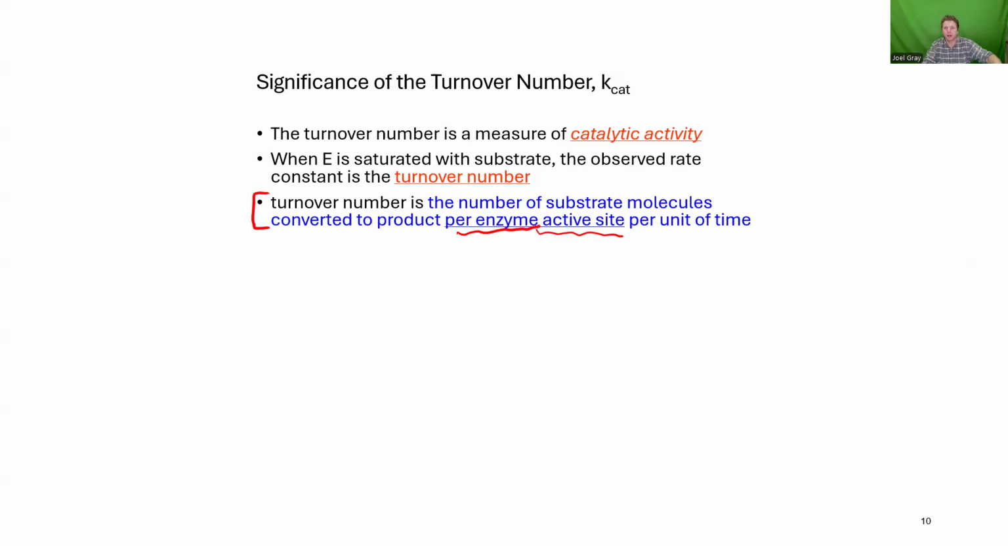It's producing a product. Now, in order to calculate a kcat, you take your enzyme's maximum velocity and you divide it by the number of active sites that your enzyme has and the number of enzymes that you've got there.